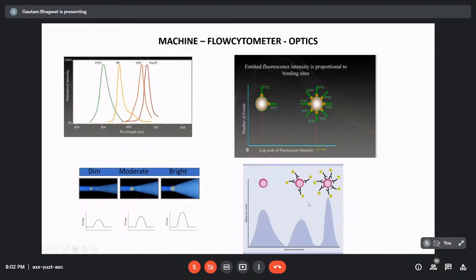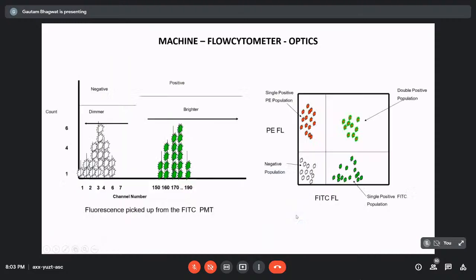So something similar to what we saw during the forward scatter: a small cell, a medium sized cell and a large cell. Here, what it is: a cell with no antigens, a cell with a moderate number of antigens, a cell with the maximum number of antigens. So similarly, a histogram would be plotted. A brighter fluorescence would mean more antigens and would be on the right hand side of this plot, and these are the cells with no antigen or fewer antigens plotted on the left hand side.